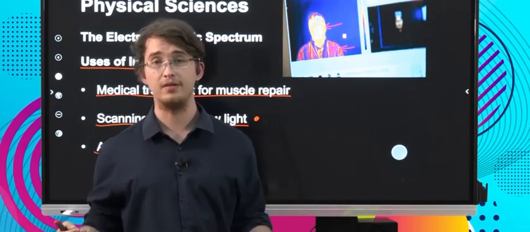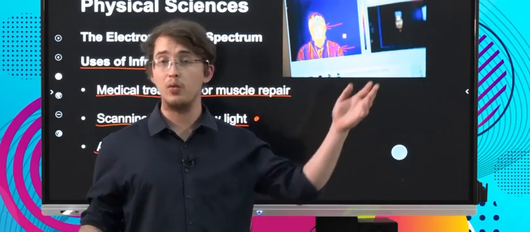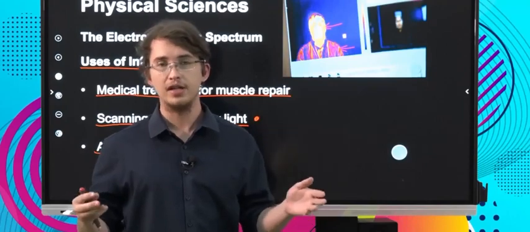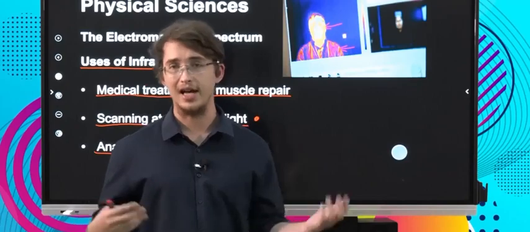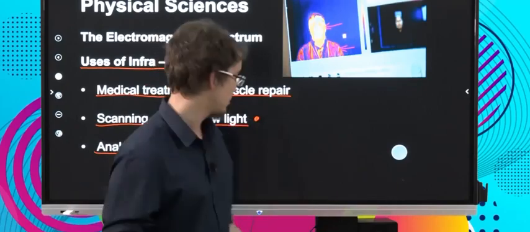Pretty interesting, hey? Now we've looked at the long wavelengths, but what about if the wavelengths get a little bit shorter? What if we have a look at the visible light that's so important to us?